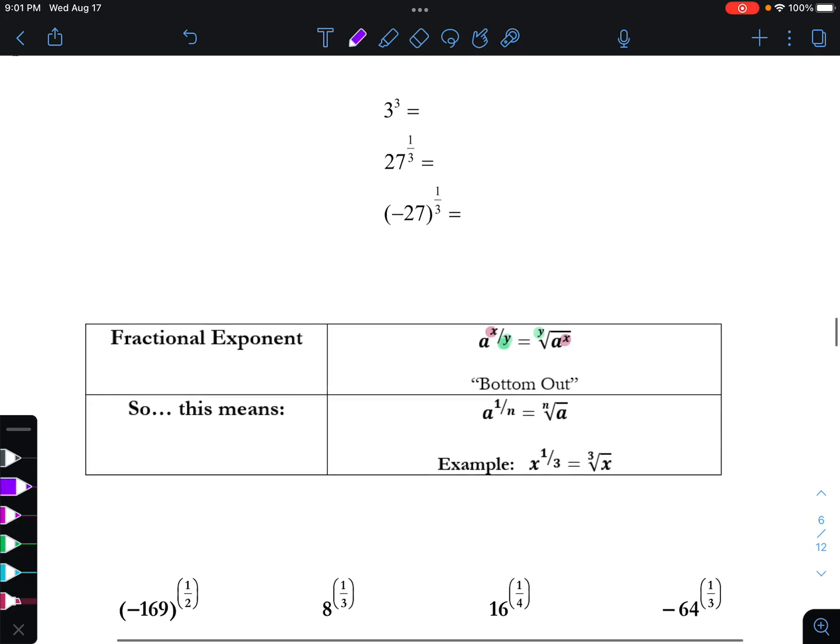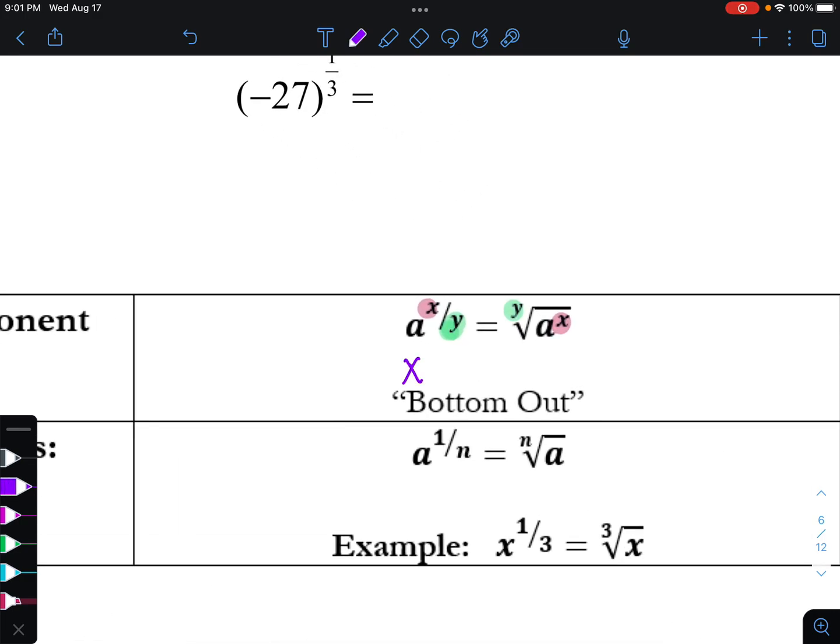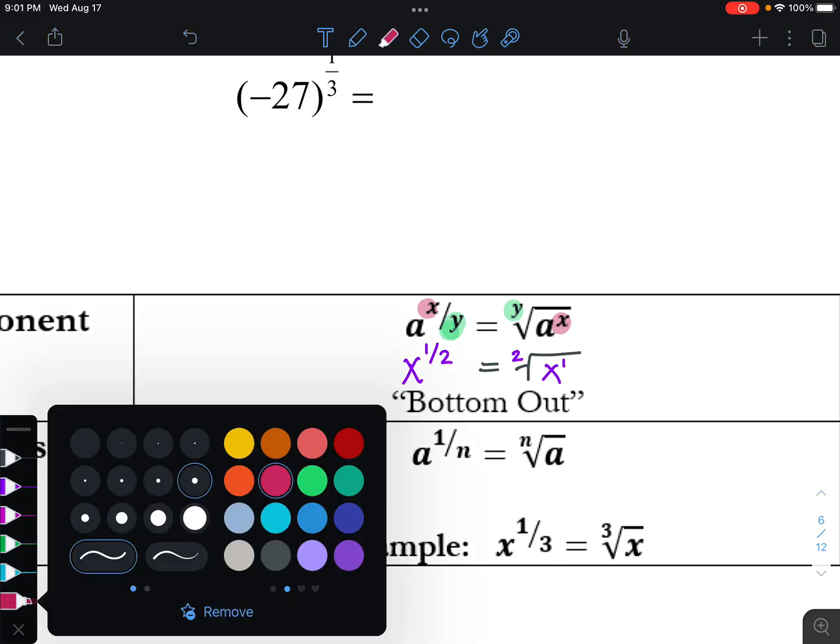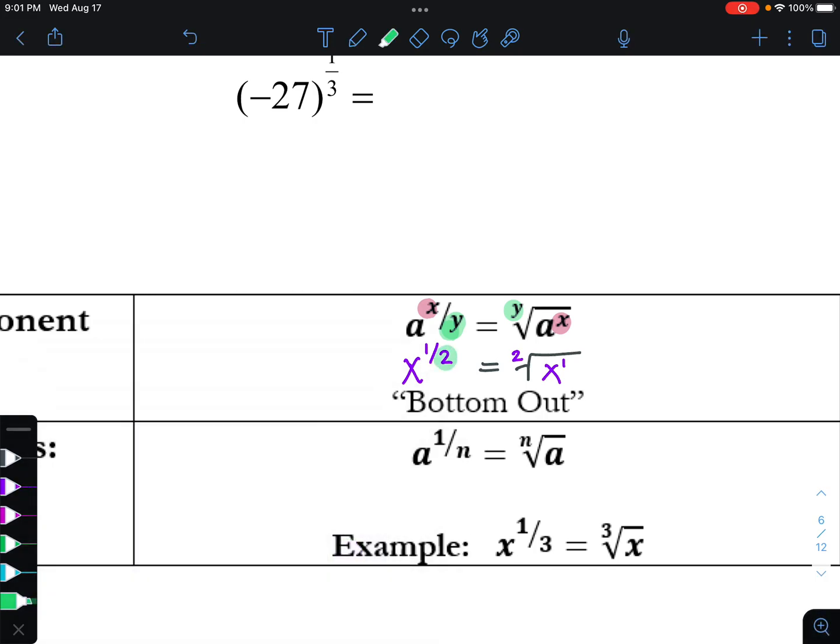Now, I think the most common one that you may have seen before is if you have x to the 1/2 power, this is equal to the square root of x to the first. So we see that denominator become the index of our radical. So this is very common. X to the 1/2 is the same as taking the square root. So similarly, x to the 1/3 is the same as taking the cubed root. X to the 1/4 is the same as taking the 4th root.